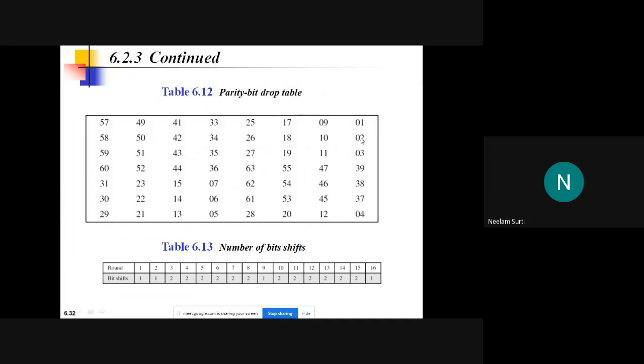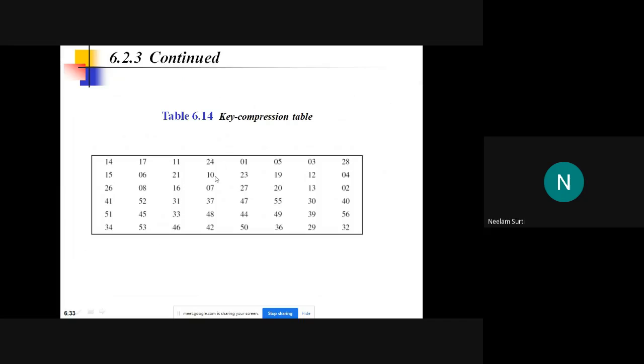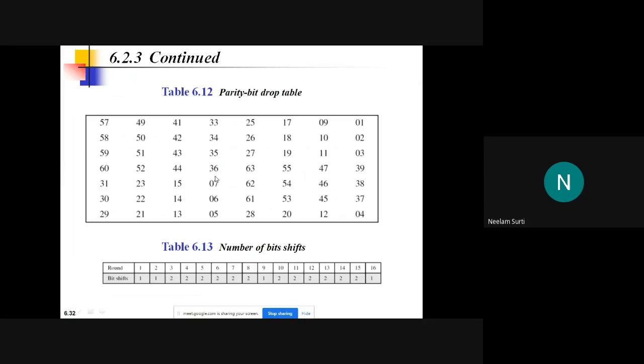So bit number 1 is used, 2 is used, but placed at what position? So those position numbers are given. So am I clear to you that these are nothing but position numbers, that from the original 64 bits, which bit is taken and placed over which position. So this is nothing but your parity drop table.